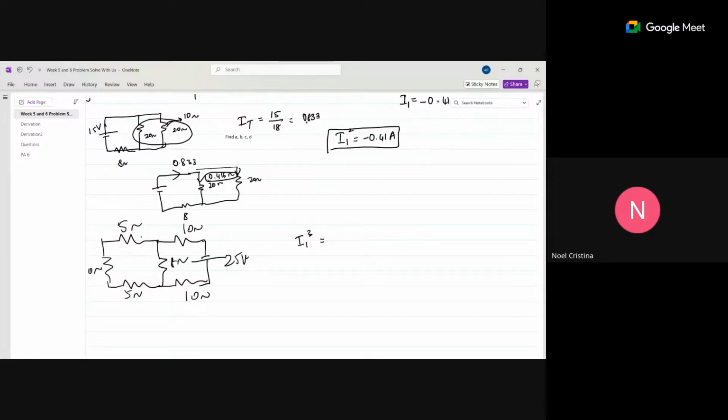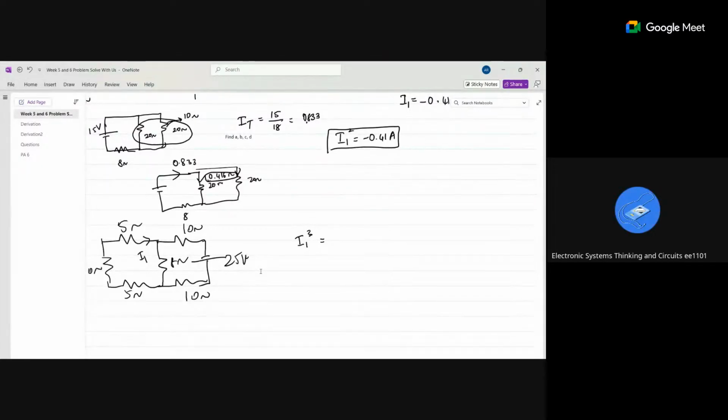Professor, my question is that if I use superposition in this question, and finally I need to sum up all these three currents, when I need to add them they have different current directions. So how can I add them? Sometimes it's positive, sometimes it's negative. It's confusing. It's very easy to make a mistake.